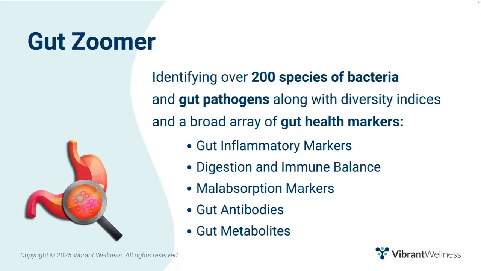The Gut Zoomer is an advanced tool designed to provide a comprehensive analysis of gut health. Unlike traditional stool tests that focus solely on gut bacteria, pathogens, or a limited set of markers, the Gut Zoomer evaluates multiple critical aspects of the gut ecosystem, including archaea, fungi, viruses, and a broad array of gut health markers such as gut inflammation, digestion, immune balance, gut antibodies, malabsorption markers, gut metabolites, and gut diversity indices. This thorough assessment offers an unparalleled view of gut function and its impact on overall health.